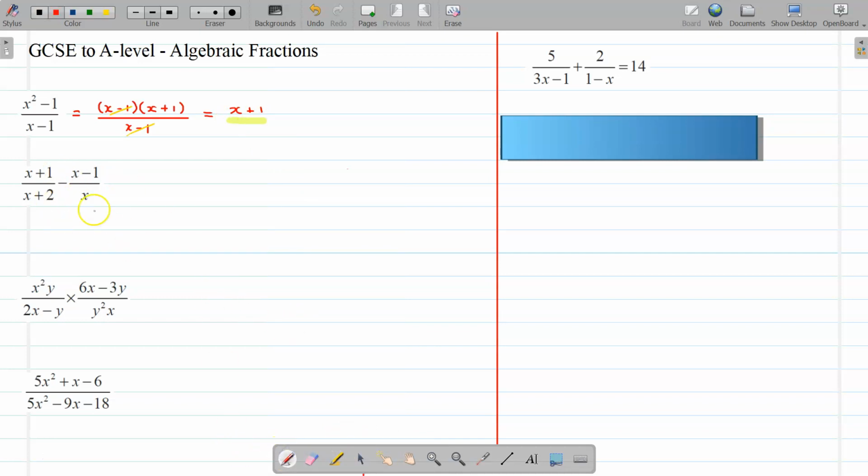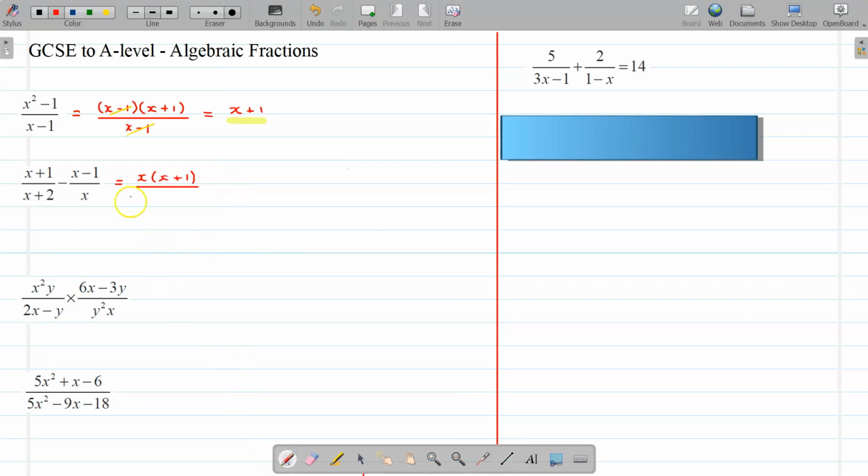This time we have two fractions with different denominators. In algebra, to find the lowest common denominator, you just multiply the two denominators together. So what I'm going to do is write each fraction over the same denominator, which is going to be x times x plus 2. To change the first one to have a denominator of x plus 2, I've got to multiply the numerator by x as well. So I'm going to have x brackets x plus 1, and that's going to be over x brackets x plus 2.